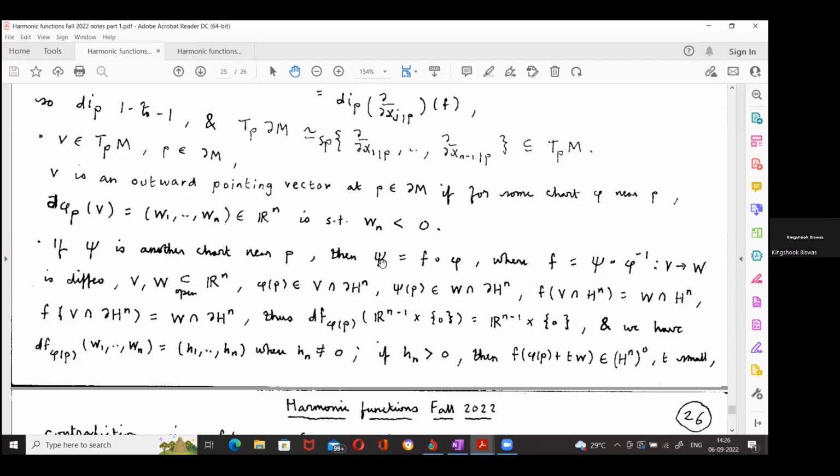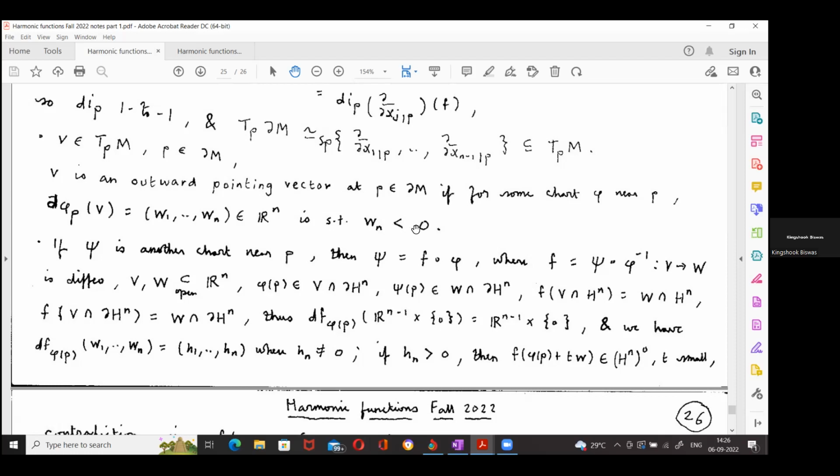What is d psi at P? It's going to be df at phi p composed with d phi at P, right? Now d phi at P maps V to this W1 to Wn. So I have to look at therefore df at phi p applied to W1 to Wn. Now W1 to Wn, here the last coordinate Wn is negative.